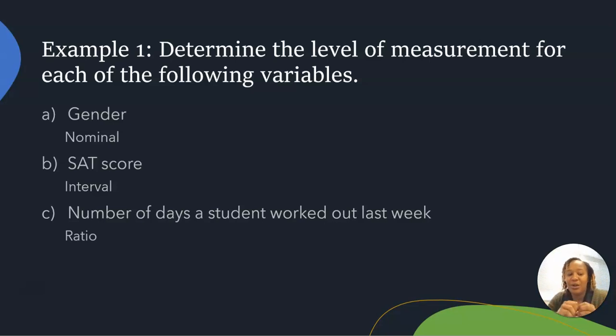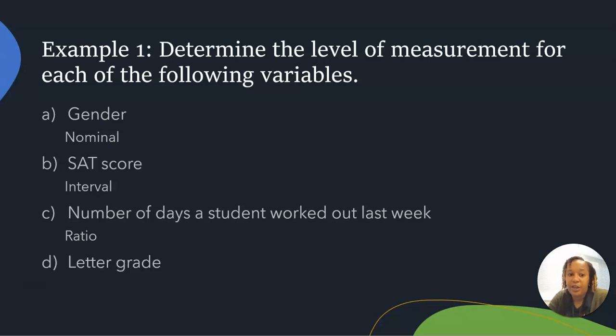But you want to look at the 0. If a 0 means the absence of what you're studying, then it is ratio data. If 0 does not mean the absence of it, it's interval data. So with SAT scores, a score of 0 does not mean you didn't take your SAT. It just means you got a 0. In this case, if you have 0 days that you studied, that means the absence of it. You did not study at all. So that's ratio data. So that's how you determine the difference between the two.